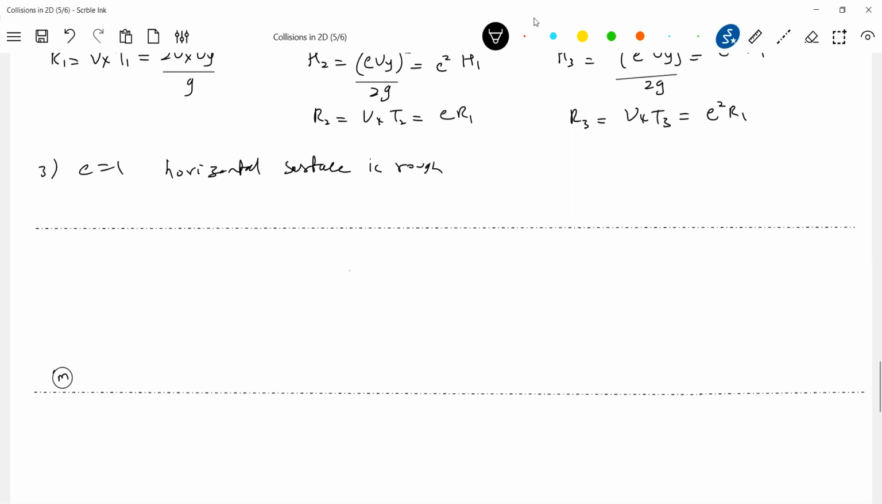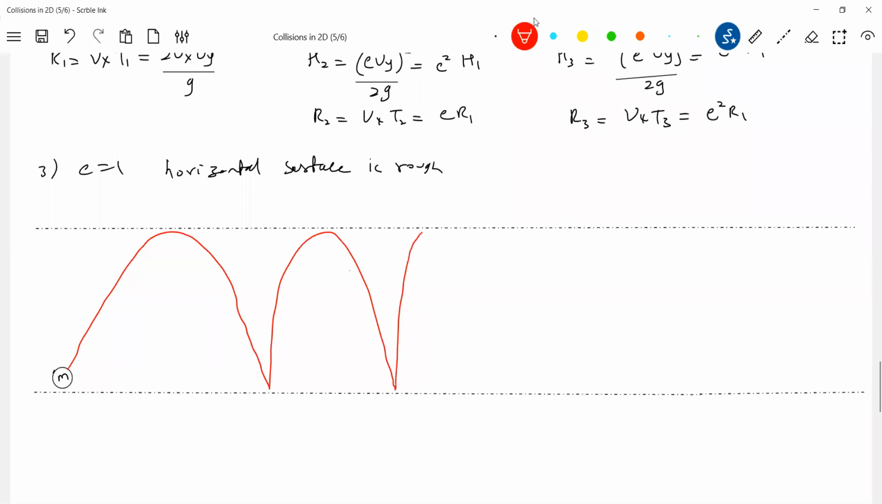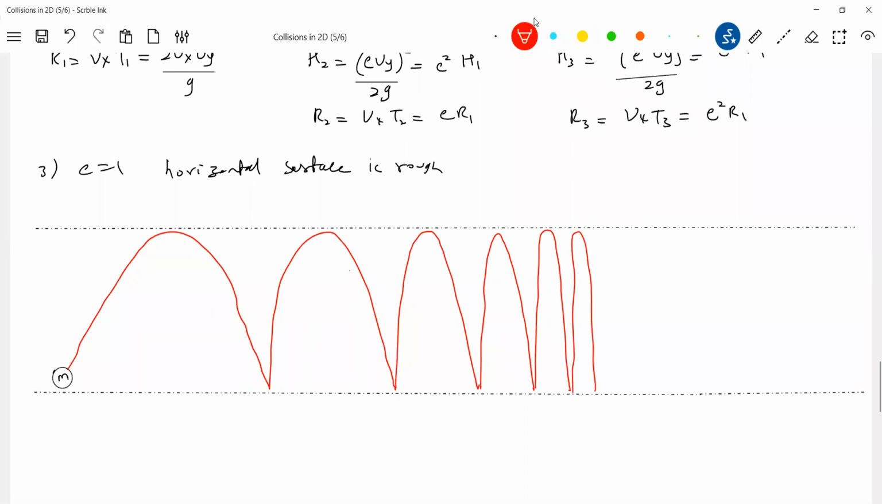I'm projecting with a speed u. So first it will... and finally it will be moving vertically up and down here. I think I'll show it. So this is almost vertical, and it will.